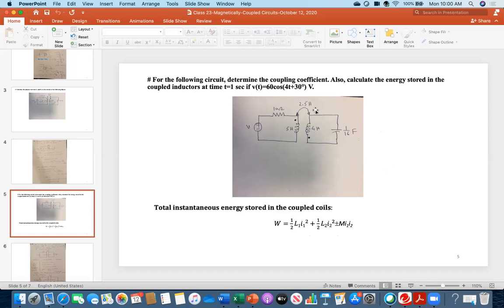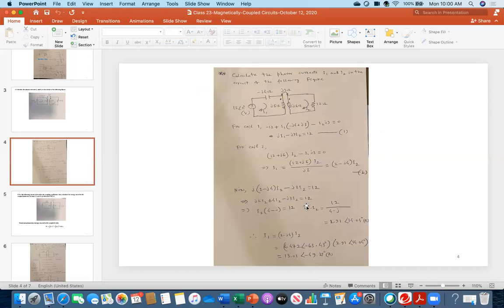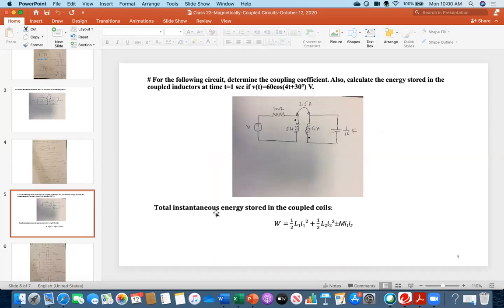So therefore, as you can see, for this problem, similar to this one, the question was only to find out I1 and I2. We calculated I1 and I2 and then we were done. We did not need to calculate the energy stored. But in this problem, we have to calculate this one: the energy stored at time t equal to 1 second.